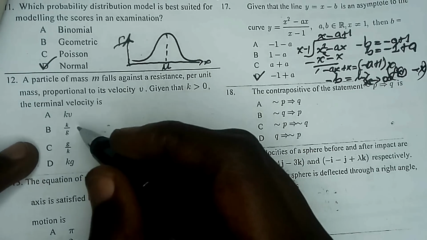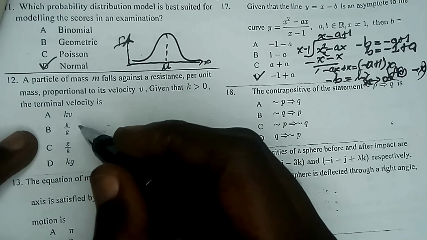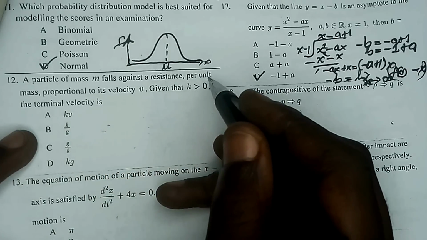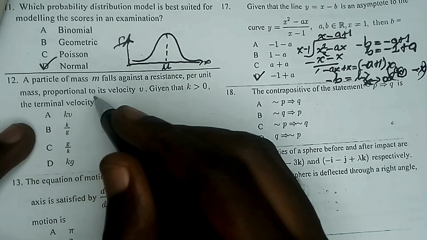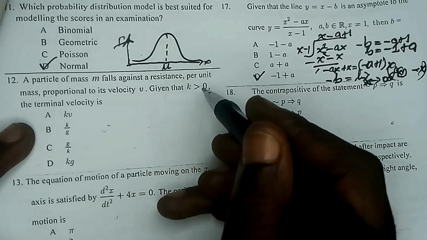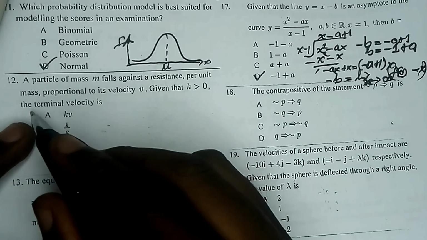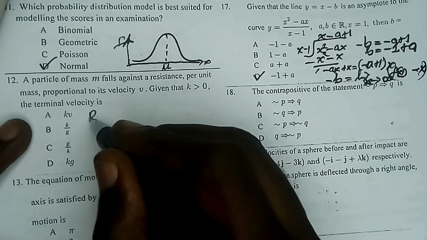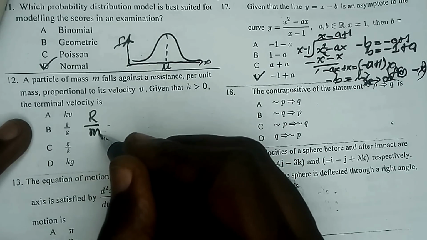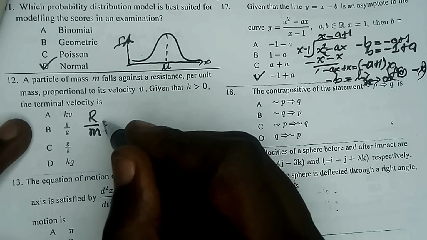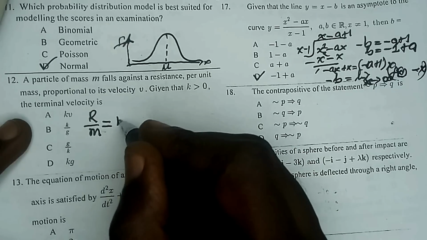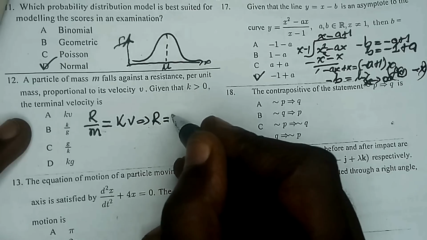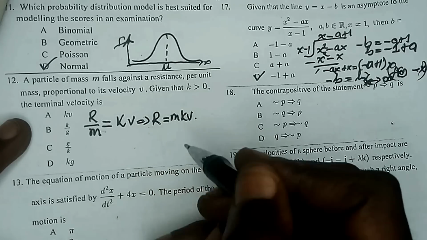In number 12, a particle of mass m falls against a resistance per unit mass proportional to its velocity v. In that case, k is a positive constant. The terminal velocity. The resistance per unit mass is actually r over m. And if it is proportional to the velocity, then it should be equal to some constant k times the velocity. So that the resistance then should be mkv.